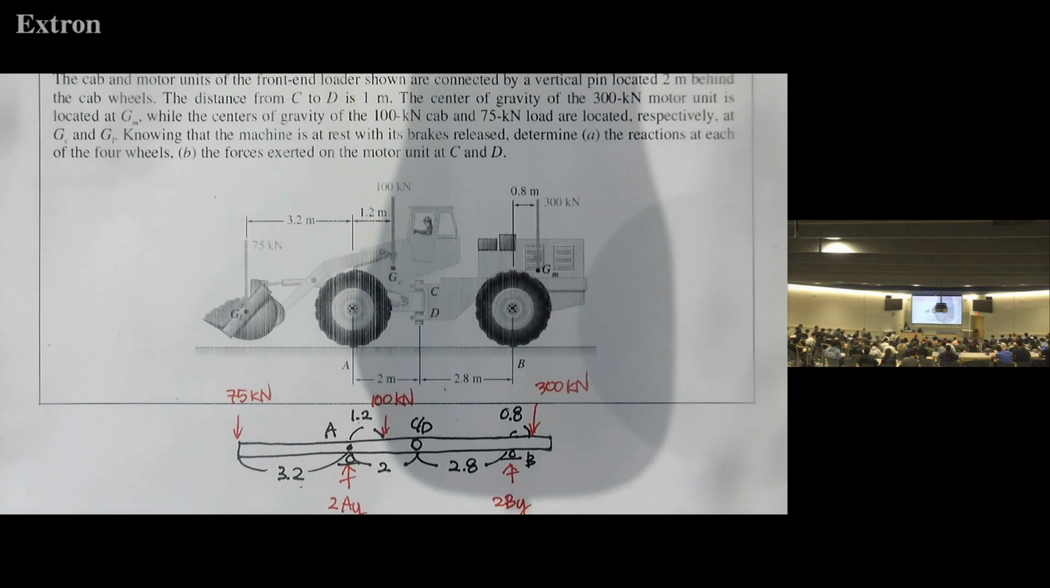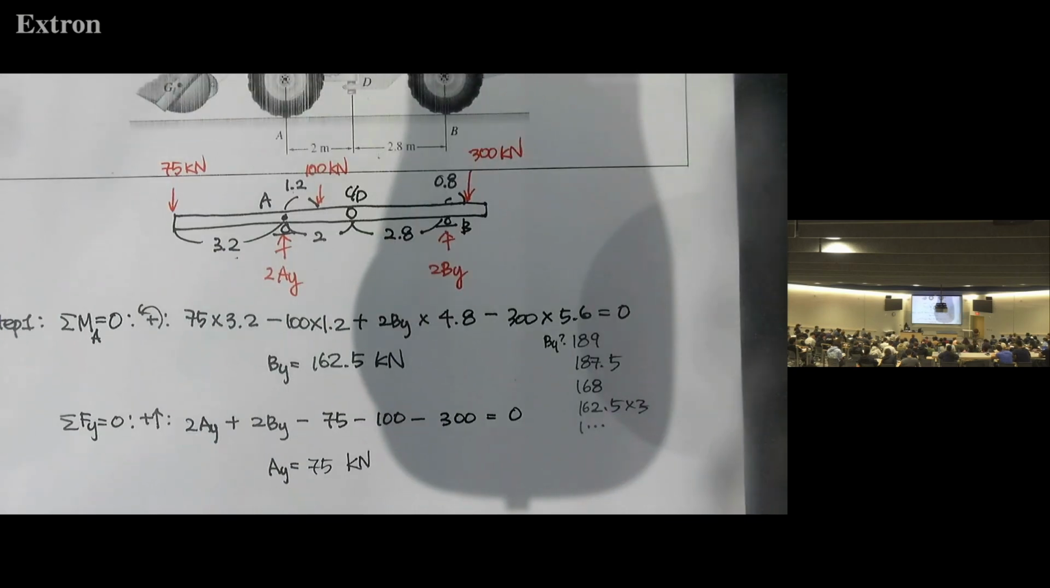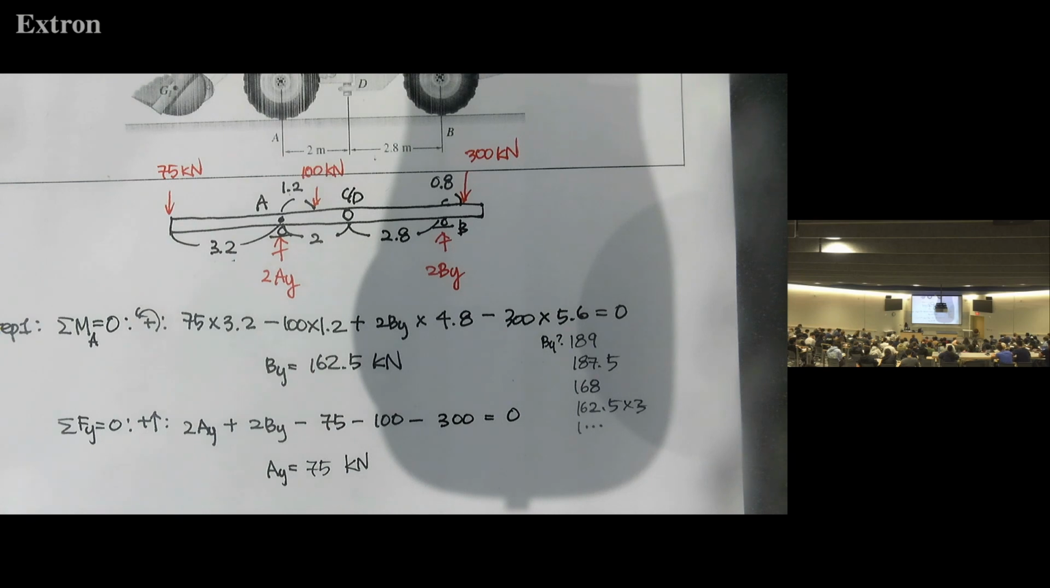Reactions at each of the 4 wheels. So here there are 2 wheels here, 2 wheels here, and then AY, so front wheel 75, and the rear wheel 162.5. Does it make sense? Yeah, the motor unit has more weight, right? So BY should be much higher, okay?